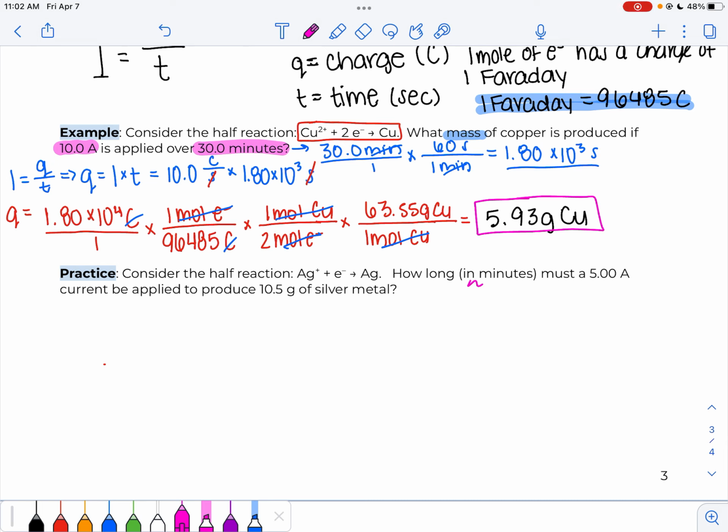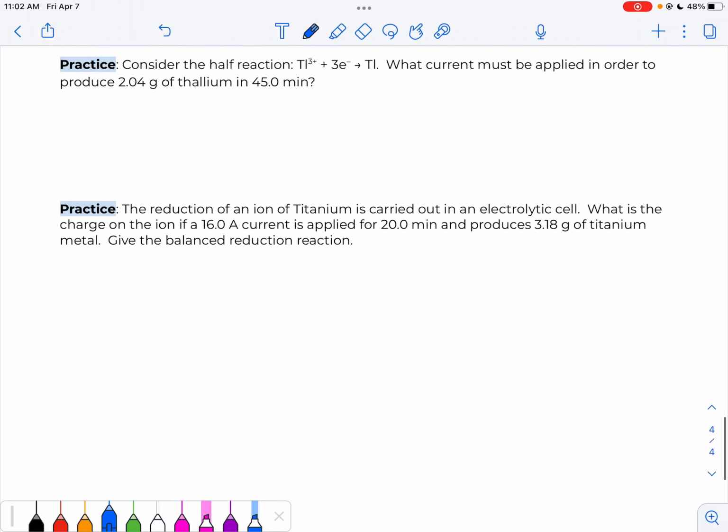What you should have ended up with, I asked for the answer in units of minutes. So you should have ended up with 31.3 minutes. If you did not get this, go check my work on the answer key and see if I made a mistake. Totally possible. All right, next page.